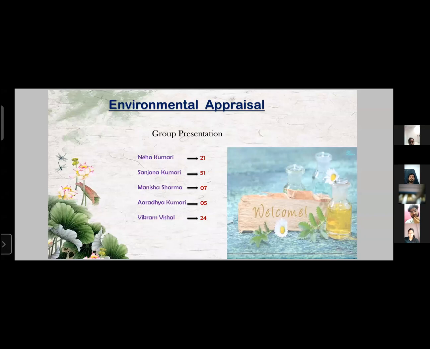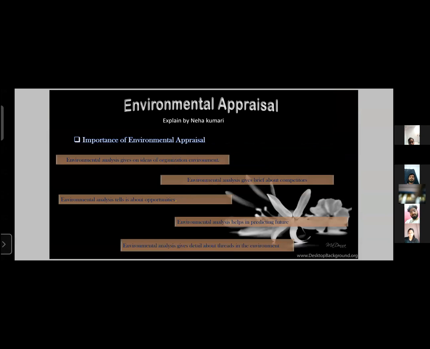Good afternoon, ma'am. My name is Neha Kumari, and my topic is the definition of environmental analysis and importance of environmental analysis. William F. Glueck defines environmental analysis as consisting of decisions made to react to, anticipate, or ignore environmental cues. Environmental analysis is a process to identify all the external and internal factors which can affect the organization's operation. Kotler calls external environmental analysis opportunity and threat, and internal environmental analysis consists of strength and weakness.